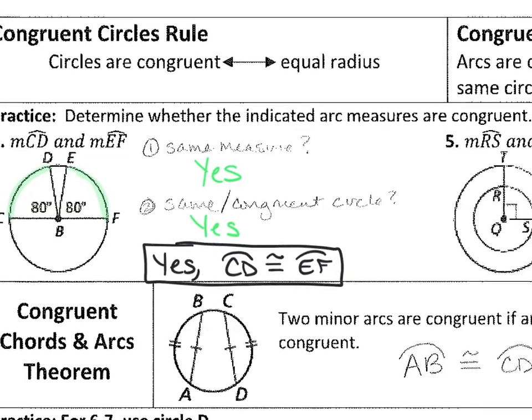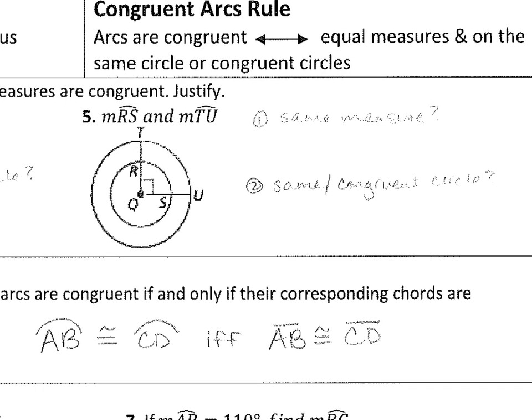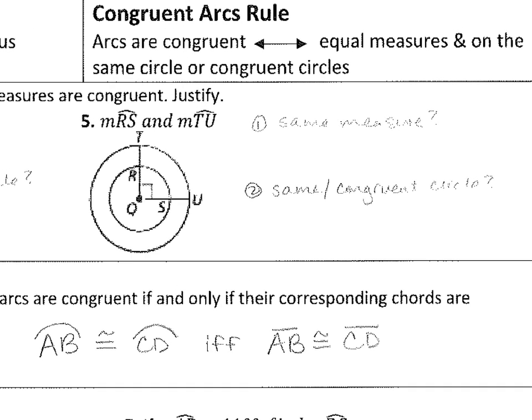So if we look at number 5, it looks weird. Your spidey senses should already be going off. But if I'm checking to see if arc RS and arc TU are congruent, we have to ask ourselves two questions. Are they the same measure? What's the angle creating arc RS? 90. What's the angle creating arc TU? 90. So do they have the same measure? Yes. And just because that's different, let's put a little note to ourselves that says they're both 90 degrees.